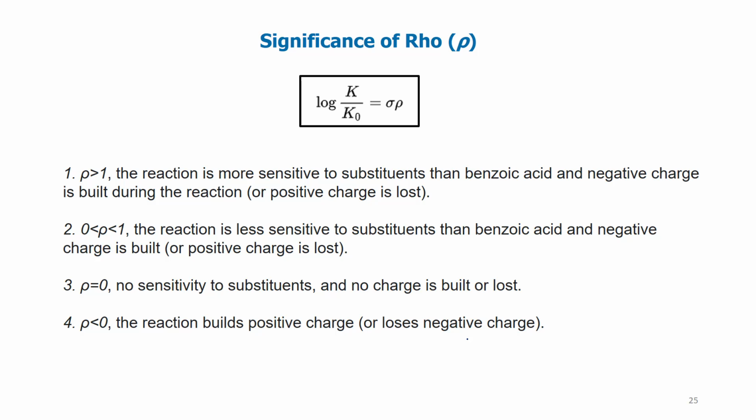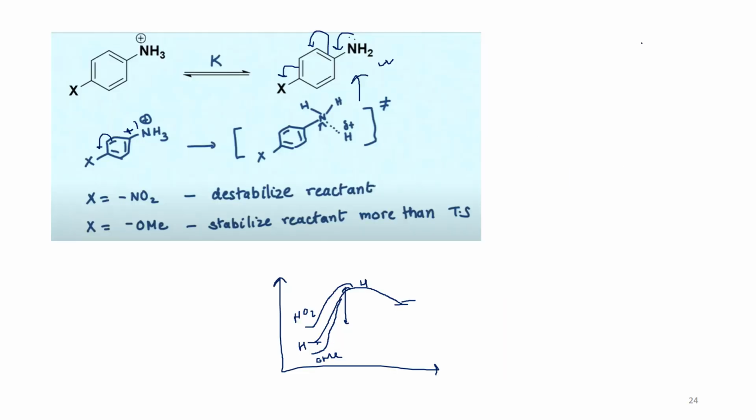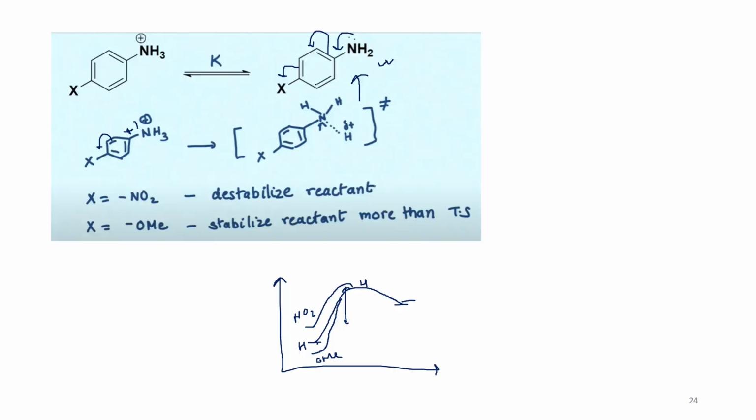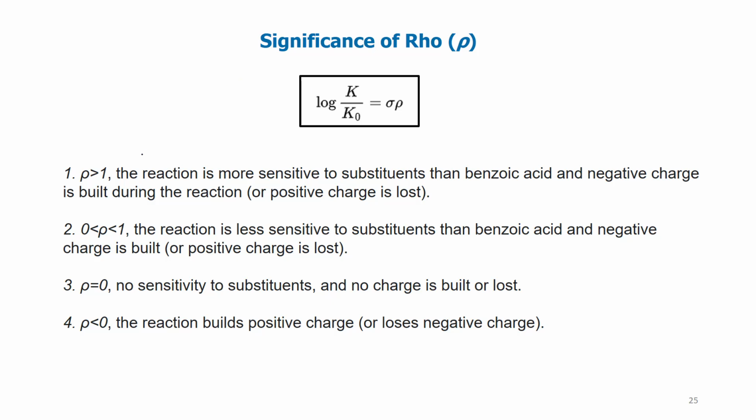But in case of other reactions, we have seen a similar type of reaction which correlates with benzoic acid. In that case, the rho value is highly positive, or greater than 1. So whenever the rho value is greater than 1, the reaction is more sensitive to the substituent than benzoic acid, and negative charge is built during the reaction, which I was telling you: whenever the rho value is positive, the product or intermediate you are getting is negatively charged or electron rich.